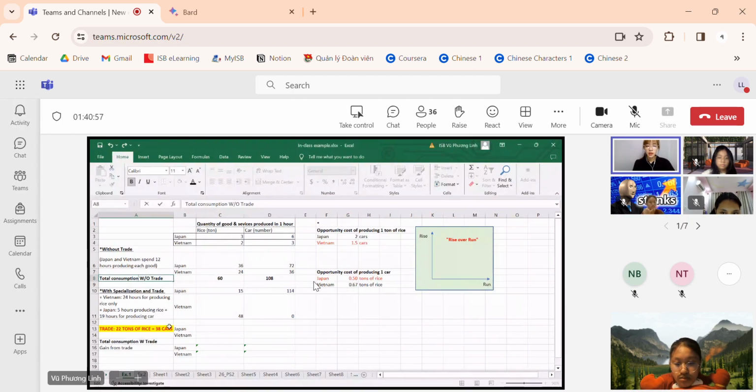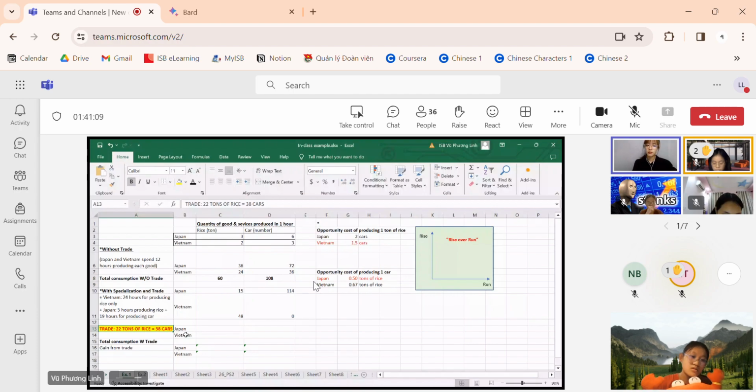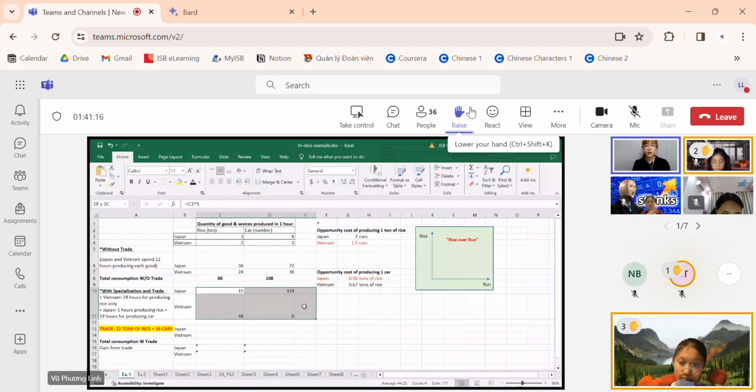Okay, it just simply means that Japan will receive 22 tons of rice if they give Vietnam 38 cars. And then for Vietnam, if they receive 38 cars, they will return 22 tons of rice for Japan. Okay, so it's just going around and around with this number, plus and then a minus if you give someone, right? Okay, so let me call Thanh Thảo.